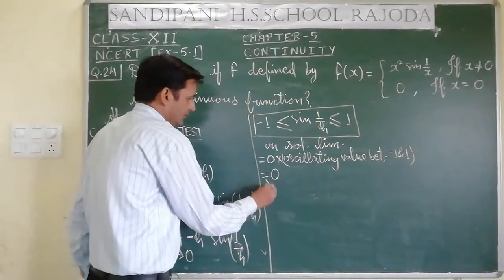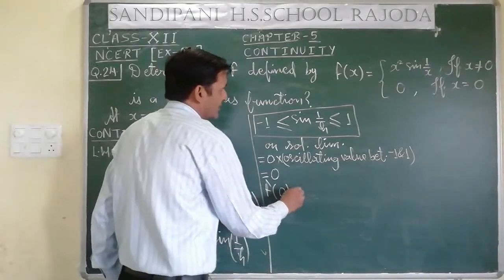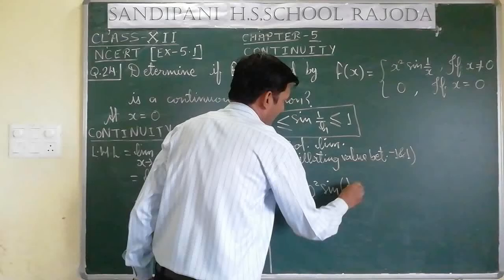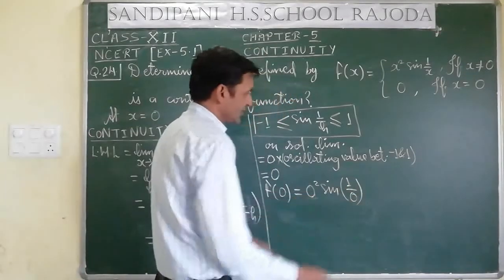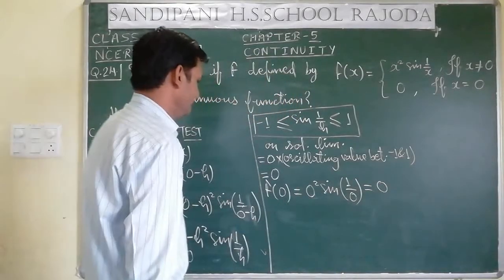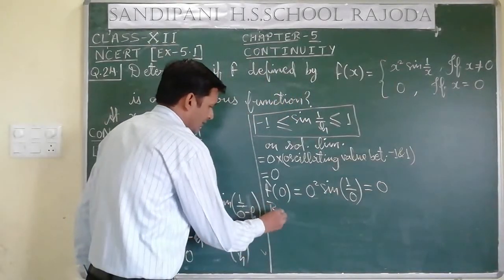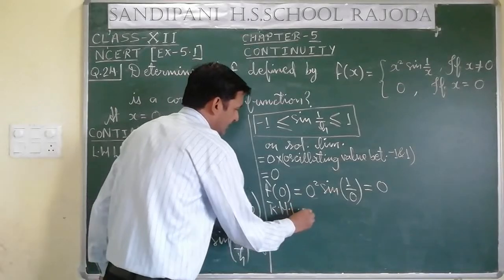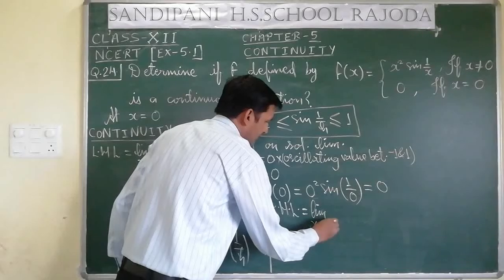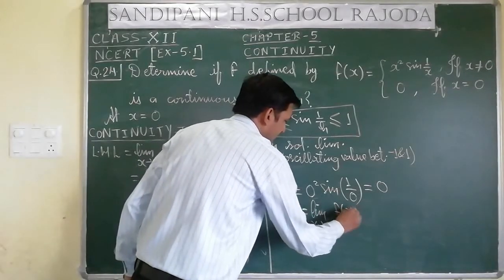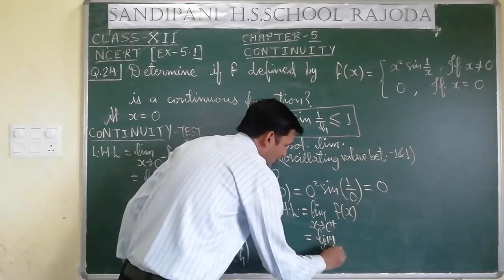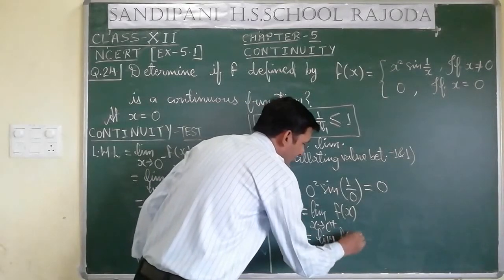Now f of 0 is equal to 0 square into sine 1 upon 0. That is, this 0 is when multiplied by any part of the function, then this will be 0 only. Now RHL, that is equal to limit x tends to 0 plus f of x. It will be equal to limit h tends to 0 f of 0 plus h.